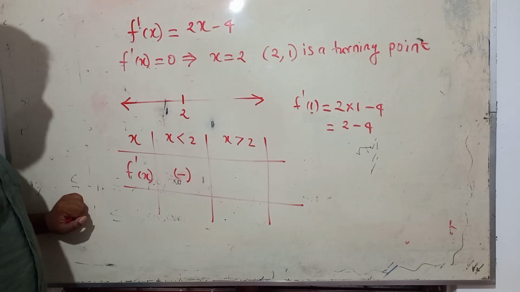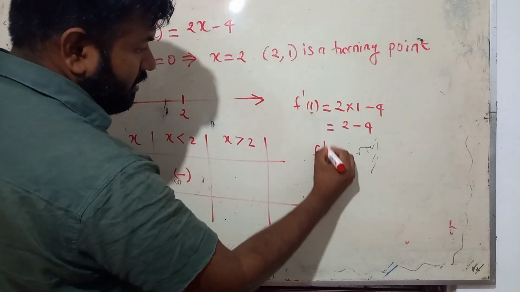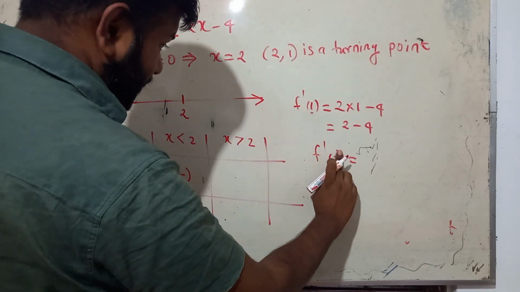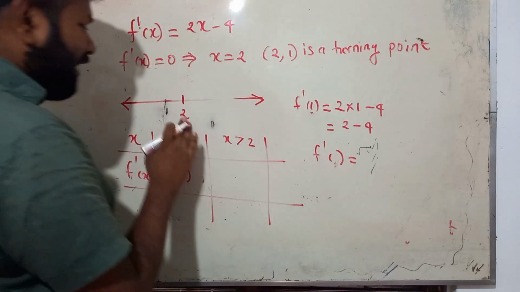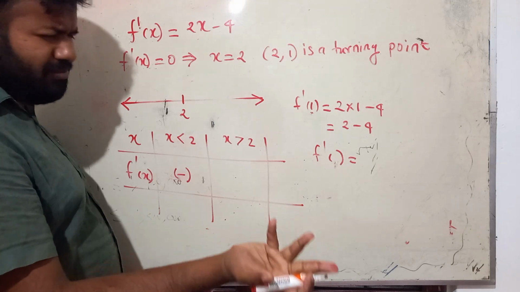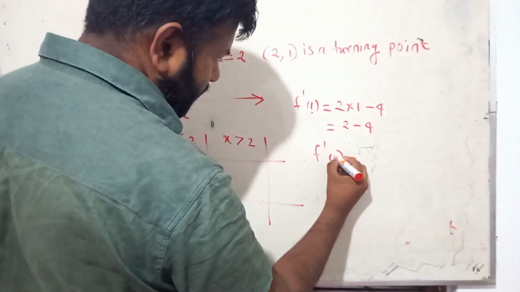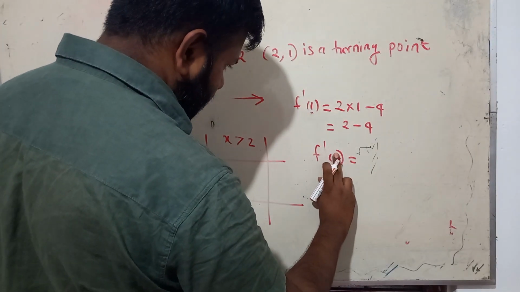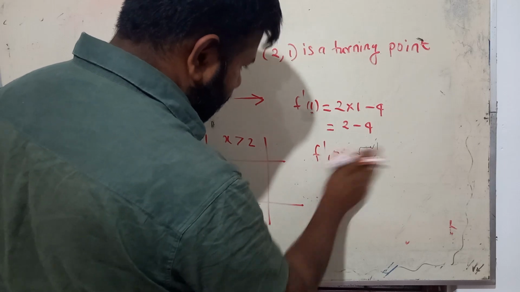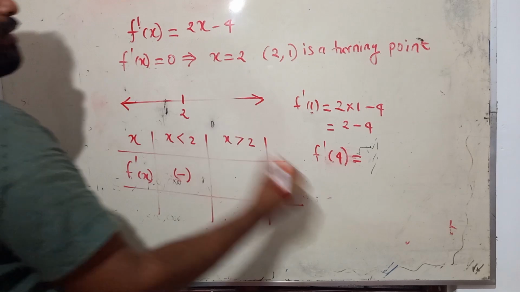Alright. So what happens when x is greater than 2? You have to take a number greater than 2 and substitute it into f dash x. Take whatever value you want: 3, 4, 5, 6, 7, 8, or 10, that's up to you. I'm taking, let's say, 4. So I'm going to see what happens when I substitute 4 instead of x here. 2 times 4.